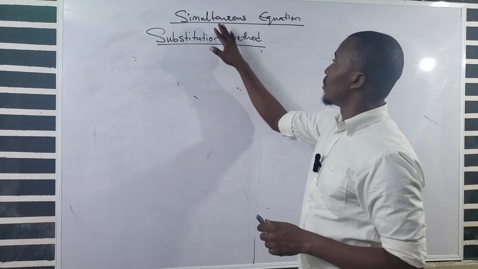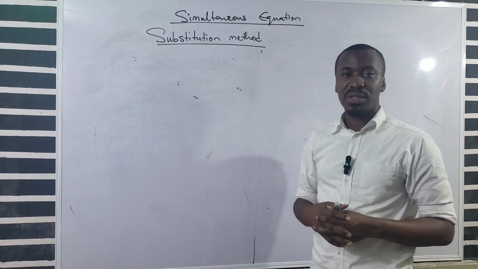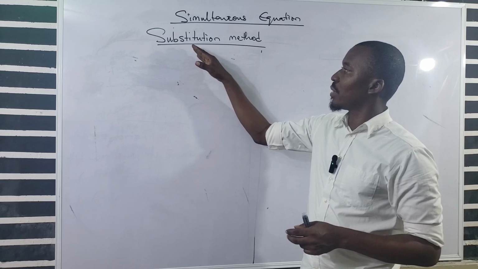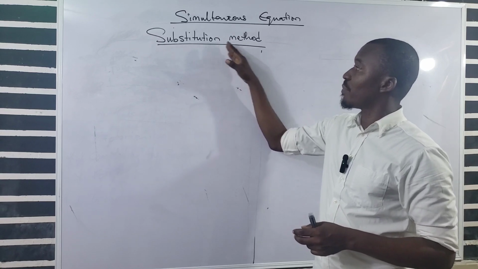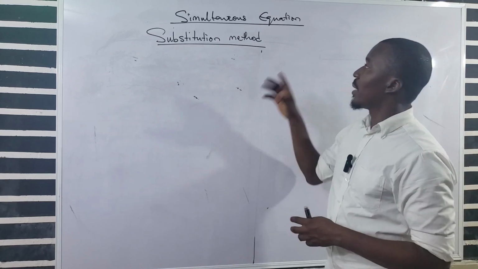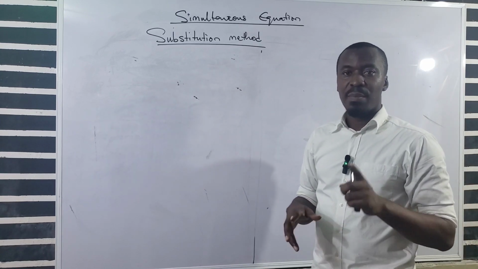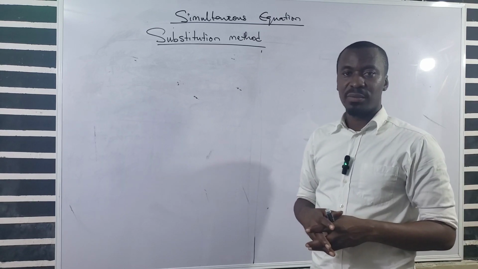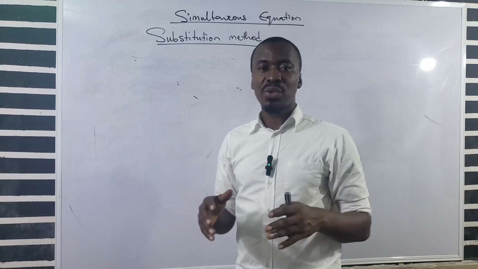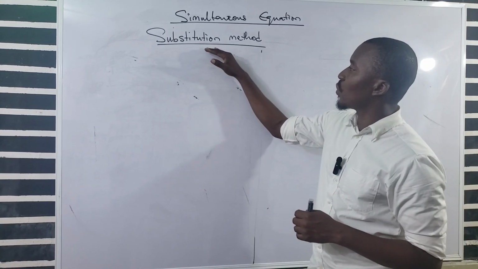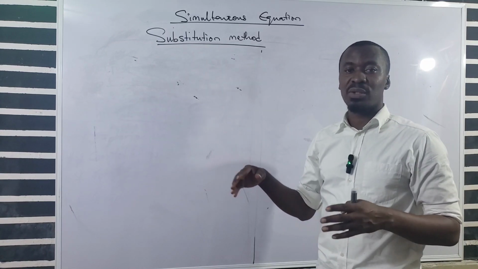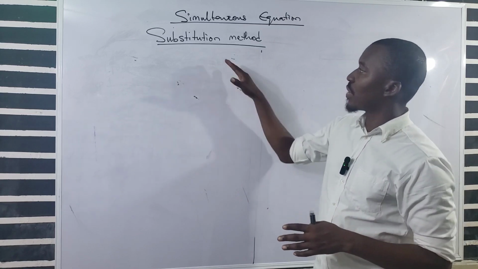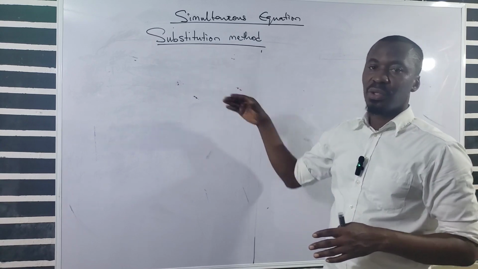Today we are going to continue our simultaneous equations, where we are going to look at how we can use the substitution method in solving our simultaneous equations. Meanwhile, we are still looking at linear simultaneous equations. So how do we use the substitution method, or what is the substitution method all about? Let us use an example to illustrate the method.